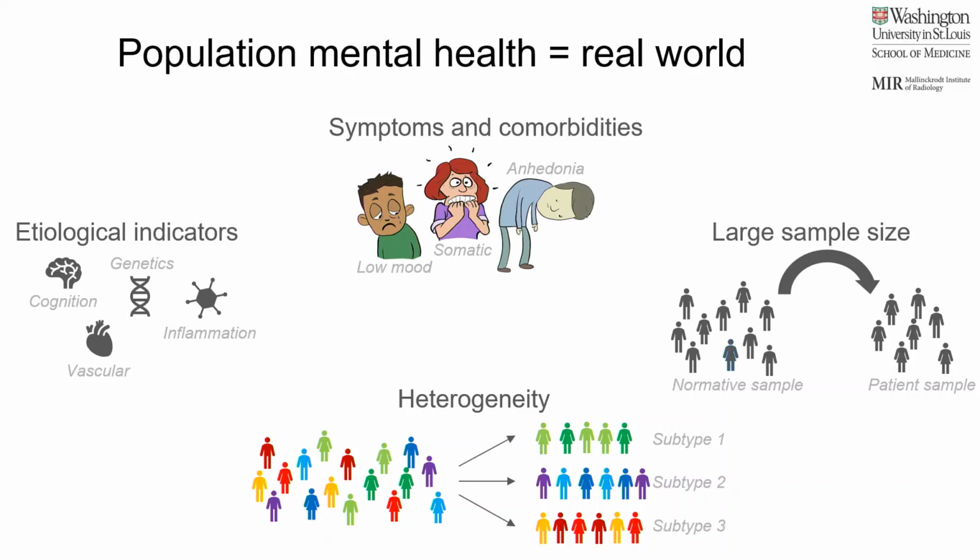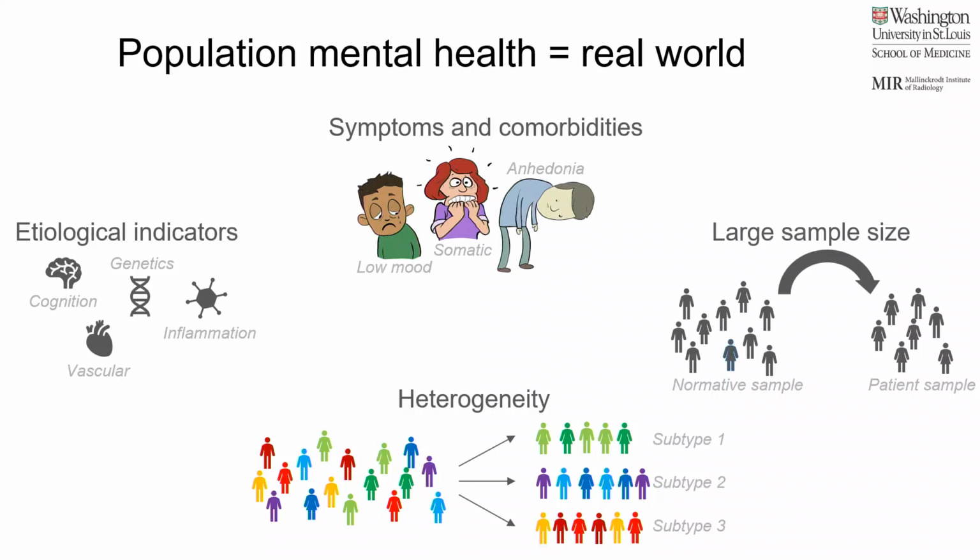And what I think something like the UK Biobank offers us is a real look at the population, which we know in the case of mental health is a lot more messy than a lot of those perfect studies. So we know that there's a lot of comorbidity, there's a lot of differences in symptoms. And so I'm excited to study real-world population mental health.